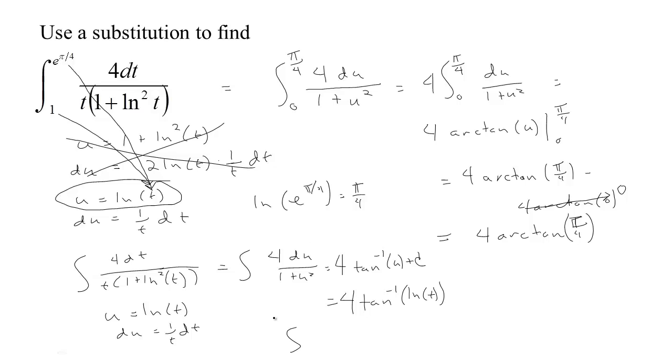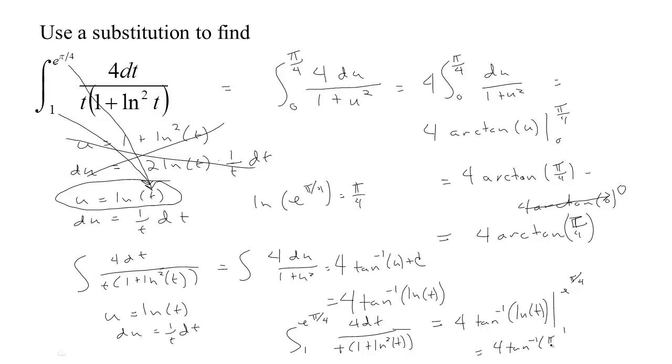Okay, so now that I've found my antiderivative, I can go back to the original function and say, I know what the antiderivative is, so I'll just take that antiderivative, 4 times the arctan of ln t, and evaluate it between my two endpoints, and I'll end up with the same answer. Since the natural log of e to the pi fourths is pi fourths, I'll still get 4 times the arctan of pi fourths minus 4 times the arctan of 0, which is 0.